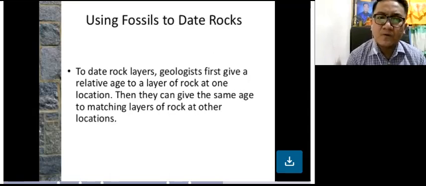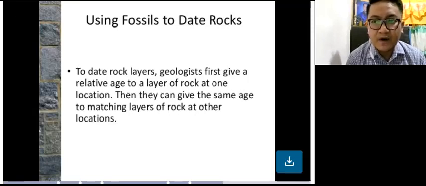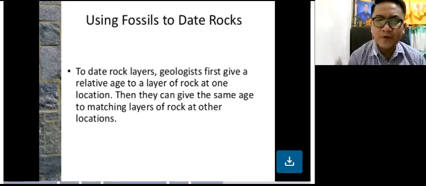Then, yung different laws, meron tayong law of superposition, law of inclusion, na-identify rin po natin yung law of original horizontality. So, na-identify po natin yung different aspects or ideas po when you hear the word stratified rocks. So, yun po yung lesson po natin for this week.